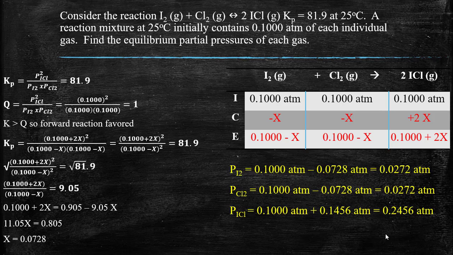And if you plug these back into the K sub P expression, you do come up with a value that is exceedingly close to 81.9.